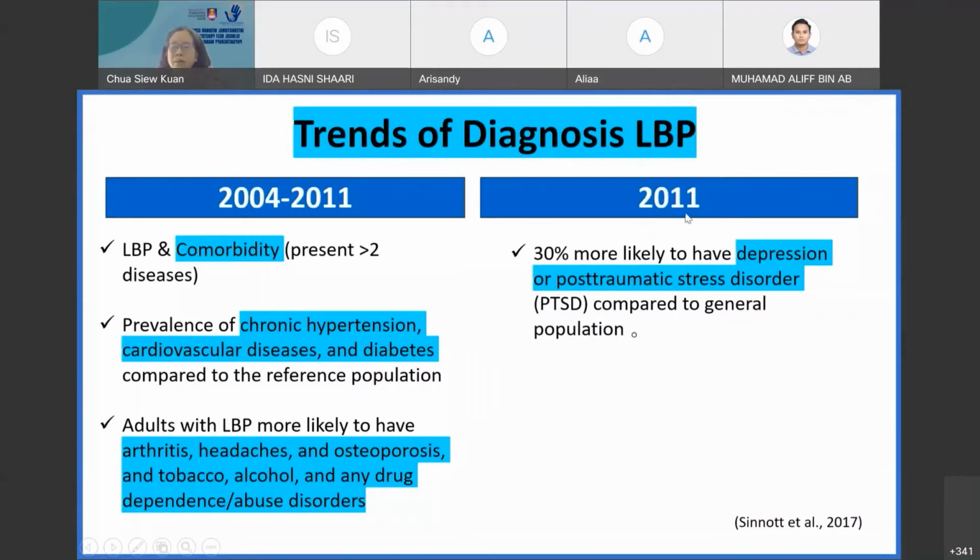After 2011, you can find 30% of low back pain is related to depression and post-traumatic stress disorder compared to the general population. So based on this trend of diagnosis, you can see diagnosis changes over time, maybe due to IT technology, or the population's thinking, education, and high economic status. So we have to bear in mind that our treatment and assessment will also change. It has to change.